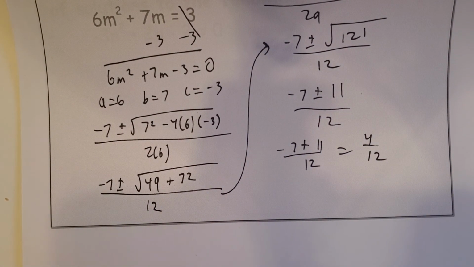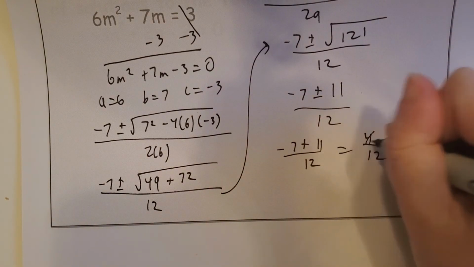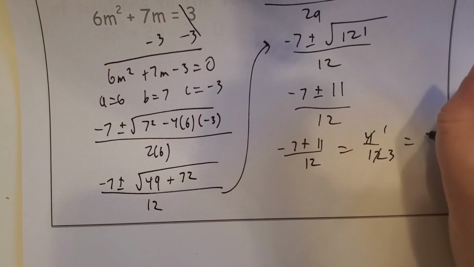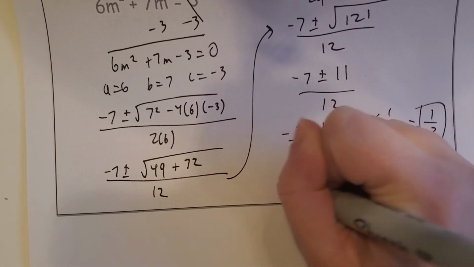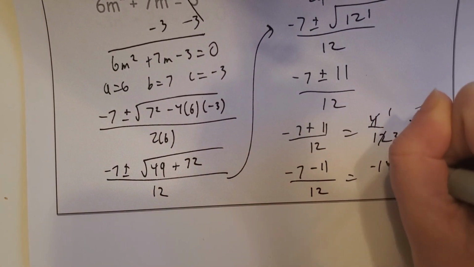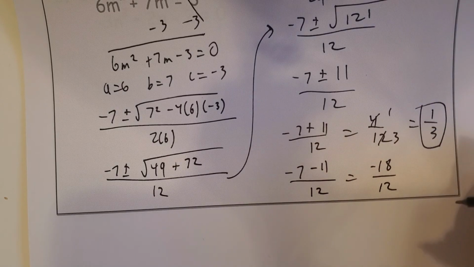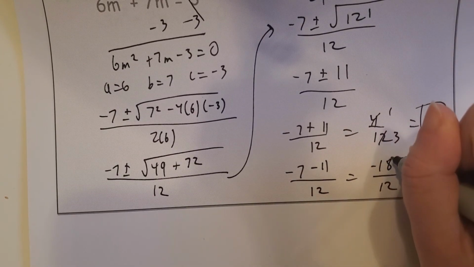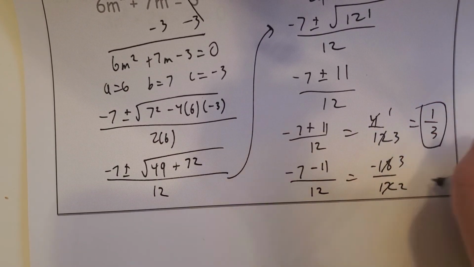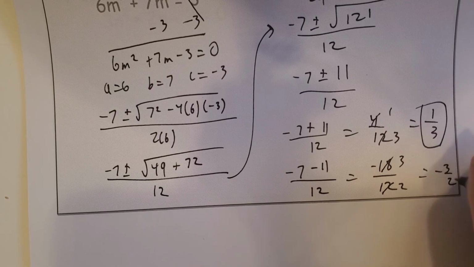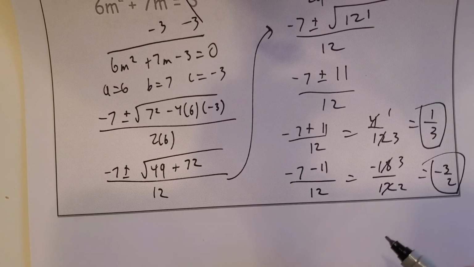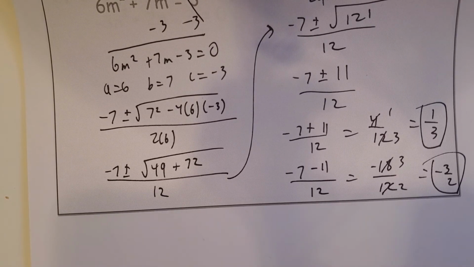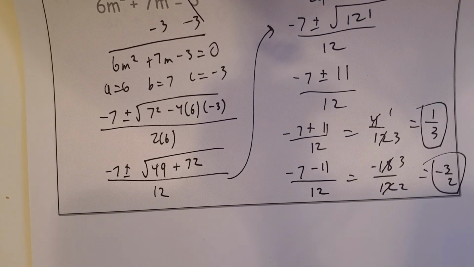it is a fraction, so you can reduce it. They're both divisible by 4, so this reduces to 1/3. Negative 7 minus 11 over 12 is negative 18 over 12, and those are both divisible by 6. So this is 3, this is 2, so this is negative 3/2. I'm not going to be super picky with whether you leave it as an improper fraction or a mixed number, as long as it's a fraction and not a decimal.